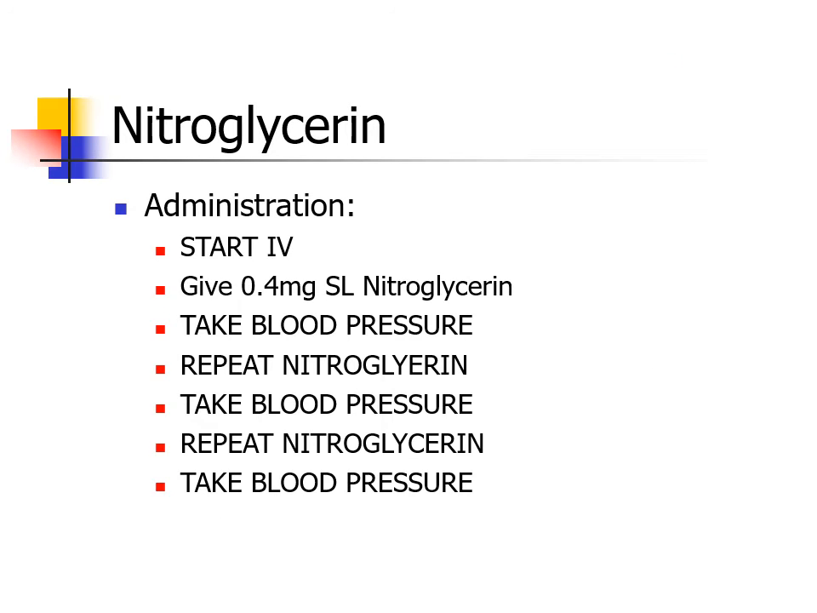Nitroglycerin administration. Step 1. Start an IV. Give 0.4 milligrams of sublingual nitroglycerin. Retake the patient's blood pressure. Repeat the nitroglycerin as necessary. Take blood pressure. Repeat nitroglycerin if necessary, and take the patient's blood pressure. It is important to have a blood pressure before and after every nitroglycerin dose.